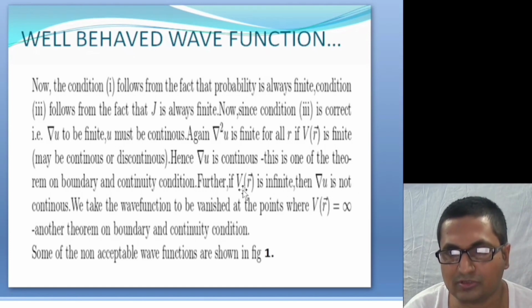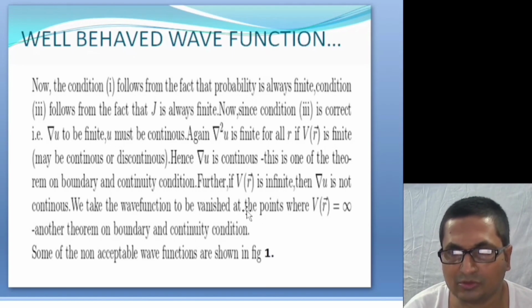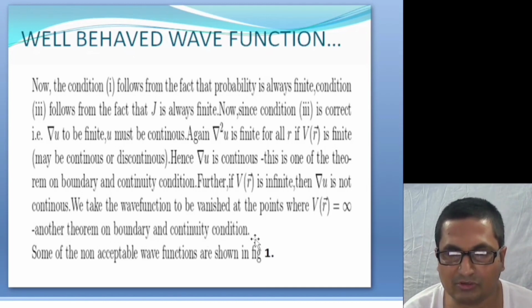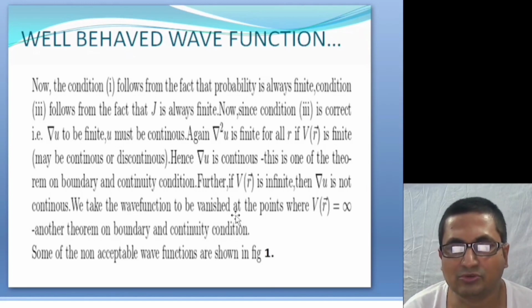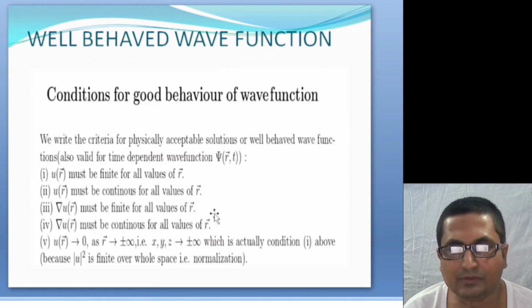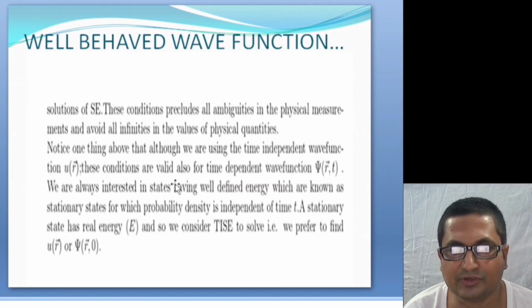So the case of infinite potential is summarily discarded, and we say that the wave function vanishes where the potential is infinite. This is also another theorem on boundary and continuity conditions. Some non-acceptable wave functions are shown here, which do not satisfy conditions 1 to 5, and this is graphically represented here.